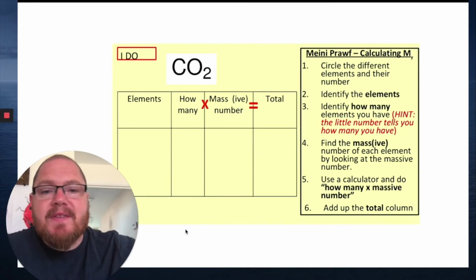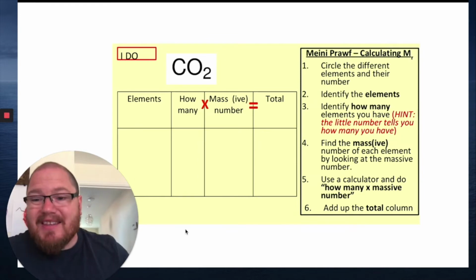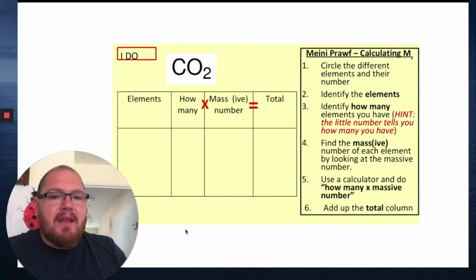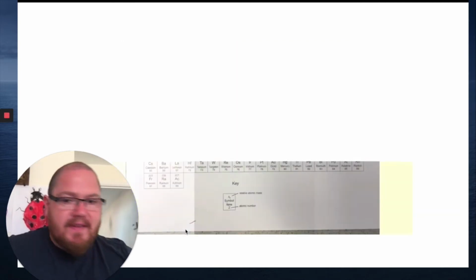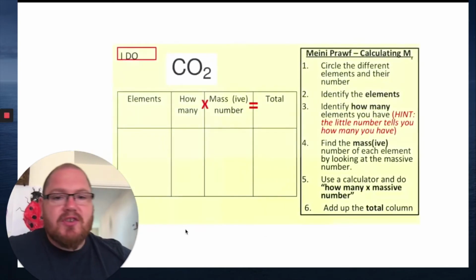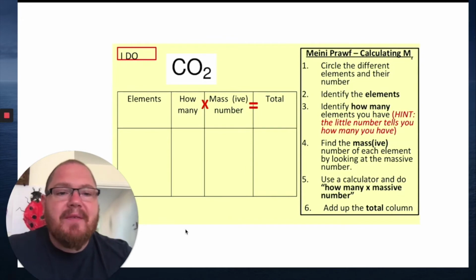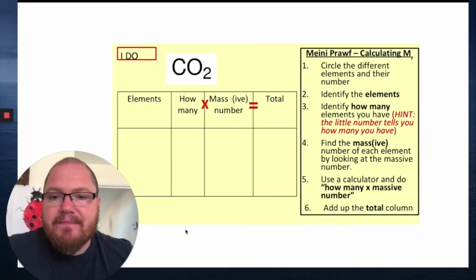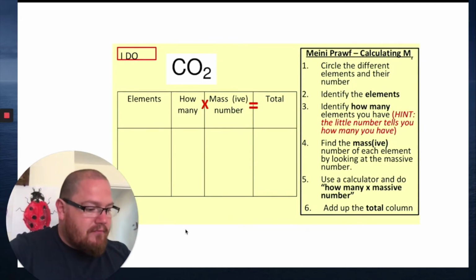Circle the different elements and their numbers. So that's kind of what we've just been practicing. Identify the elements. We're going to have to use a periodic table for this. There's your periodic table, because you're going to have to get that mass number. Identify how many elements you have. So let's go through this together.